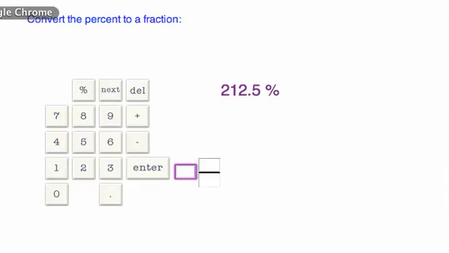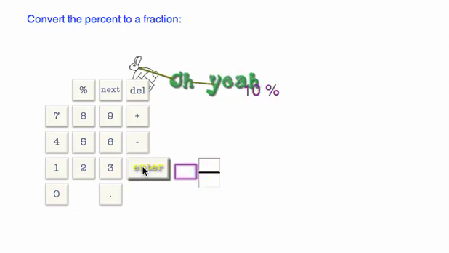Okay, so back to the program. So 2 and 1/8, and press enter. There we go.